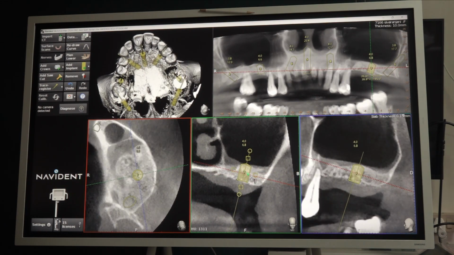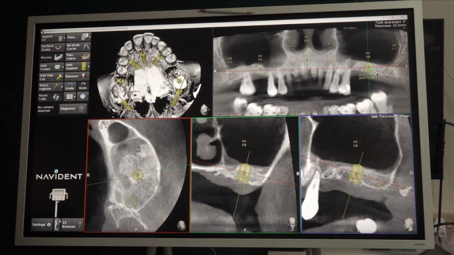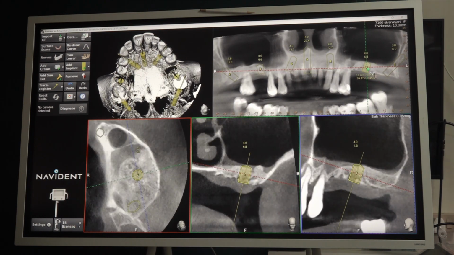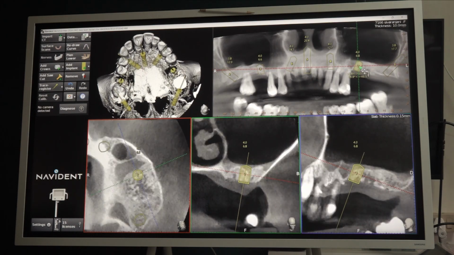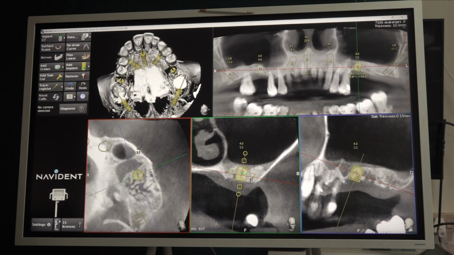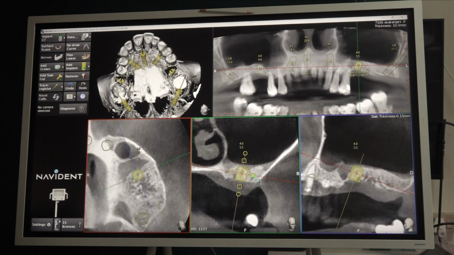Now we will check whether we can possibly place some short implant. We will see. It is only 5 mm, but the bone quality is good. 700, 800, 8,000. So we will place one short implant also.